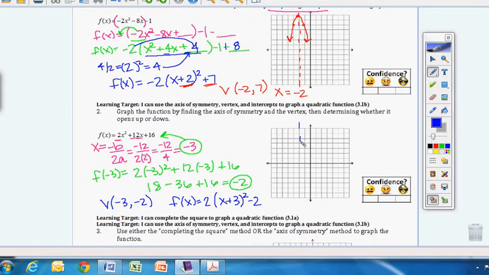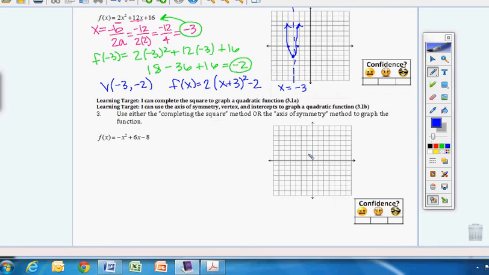So at negative 2, oh man, my little mistakes. My axis of symmetry is going to be x equals negative 3. So here we go, that's my axis. And my vertex is going to be negative 3, down 2. And my slope is going to be up 2 over 1, up 2 over 1. And there is my parabola. Ooh, that was horrible, but you get the picture.